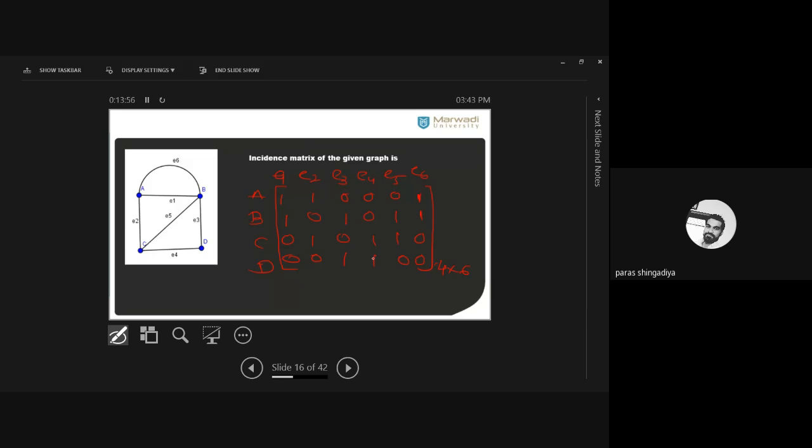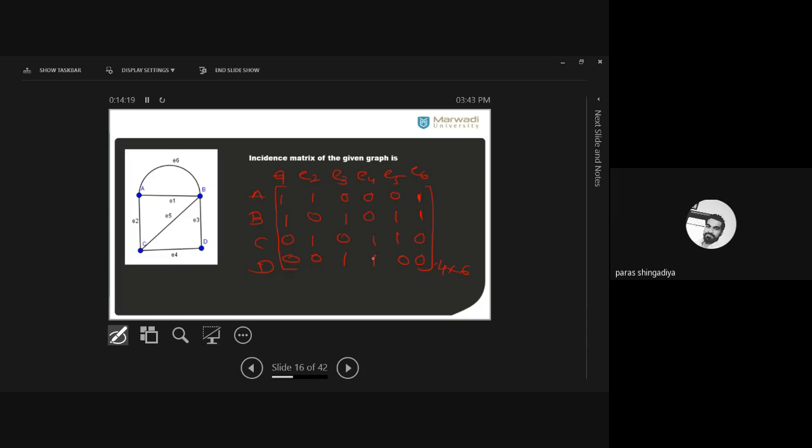E1, E3, E5, E6. Replace those with 1 and put a 0 in the rest of the places. C is incident with E2, E4, E5. So at the places E2, E4, and E5 put 1 and at the rest of the places put a 0. Okay, this way you can also derive the answer.